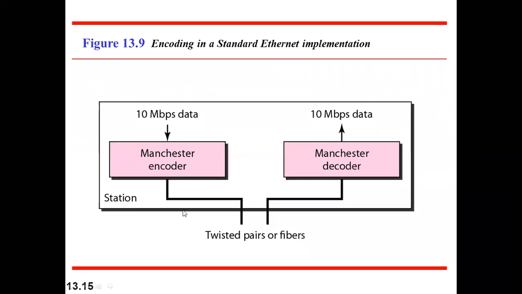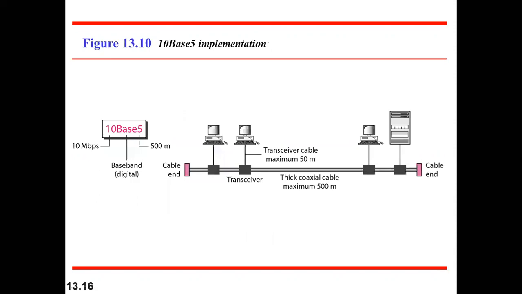In this twisted pair, it contains all the types we have seen in the previous slide, the different standard Ethernets. Basically, it contains a twisted pair of fibers, which contains both a Manchester encoder and a Manchester decoder at both the receiving and the transmission side. We'll go through each standard one by one.